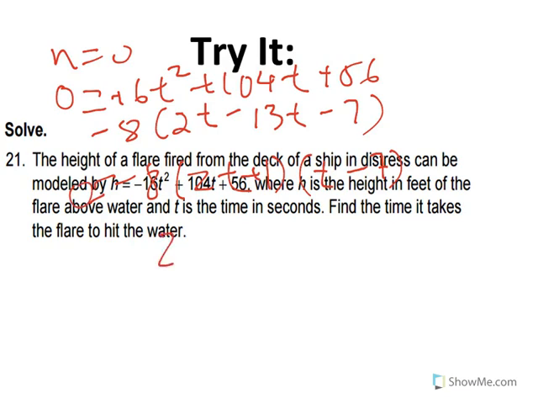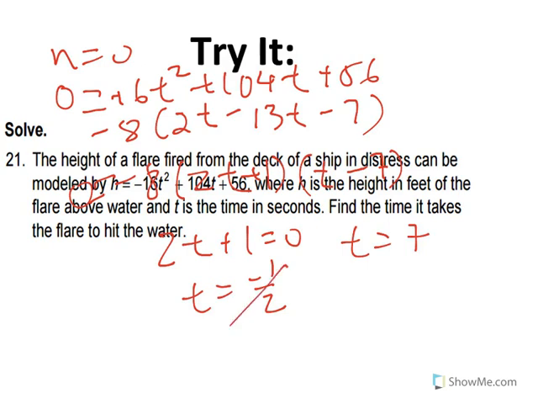So that means that 2t plus 1 equal to 0, so t equal to negative 1/2, and this t equal to a positive 7. So t is time, so it cannot be negative, so it cannot be that. So then this is in terms of seconds. So it takes 7 seconds for the flare to hit the water.